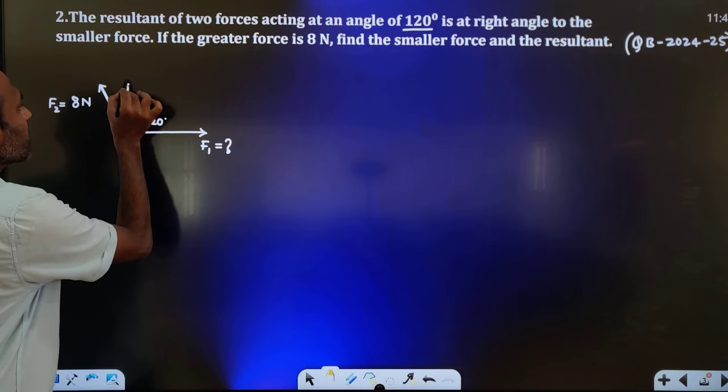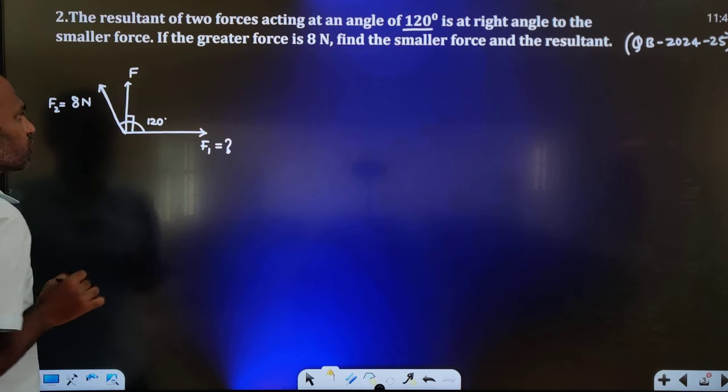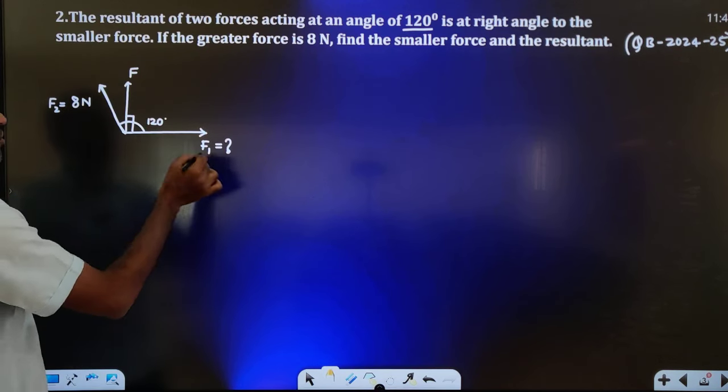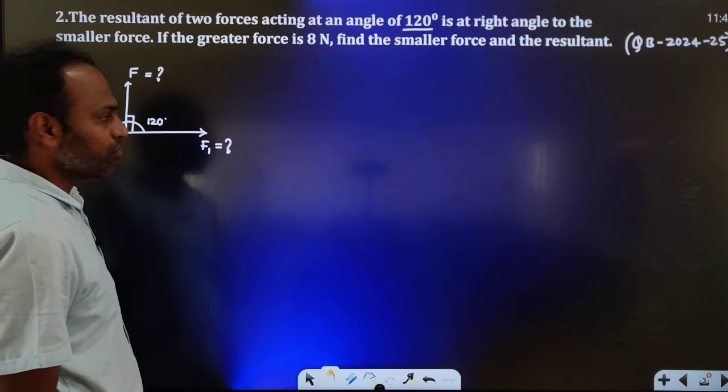They say the resultant is at a right angle to the smaller force. So this is the resultant force. It is at a right angle to the smaller force, right? Okay, like this they have told. We have to calculate this smaller force as well as the resultant force.